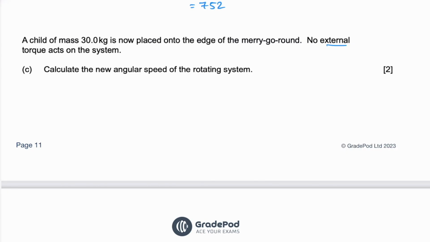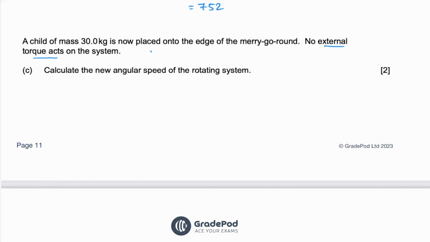A child of mass 30 kilograms is now placed on the edge of the merry-go-round. No external torque acts on the system. We're looking at conservation of angular momentum here. Big clue. There's been a change in the system, so an extra mass has been added. It's like a collision, and no external torque acts. Calculate the new speed of the rotating system.